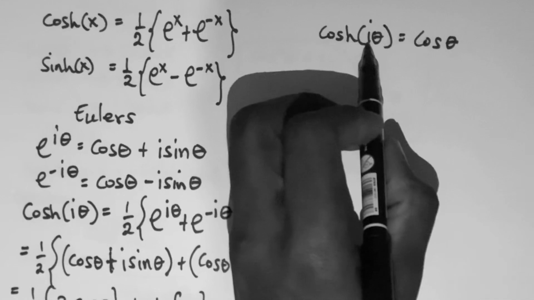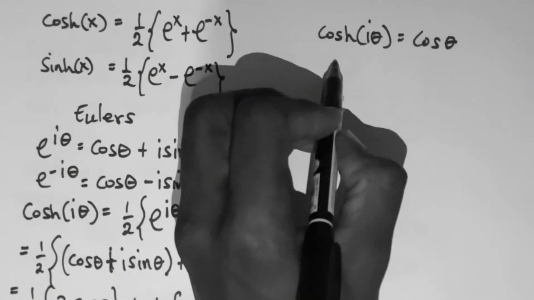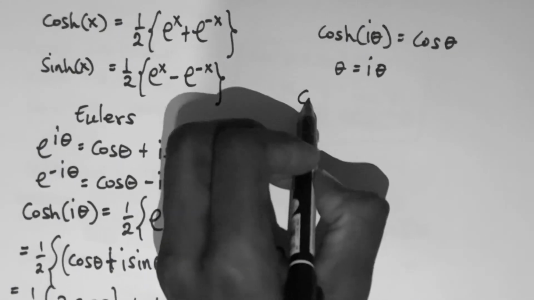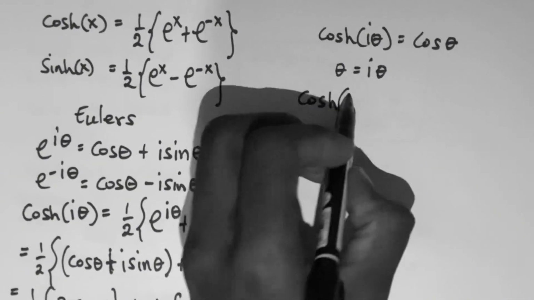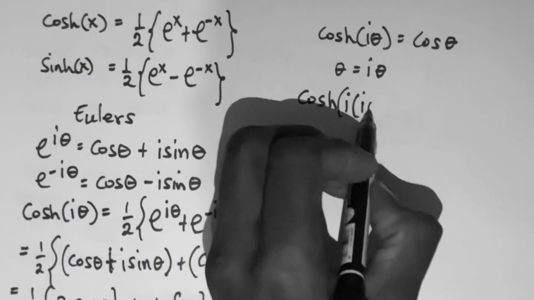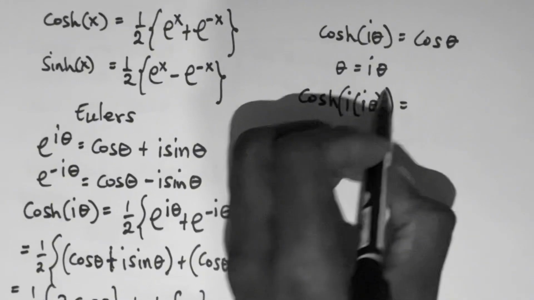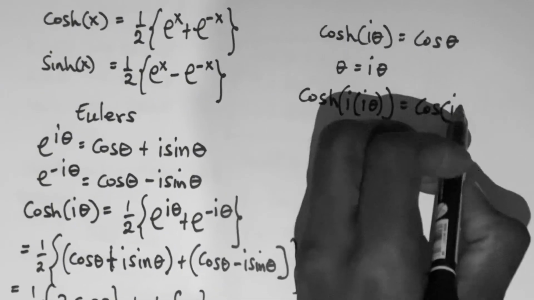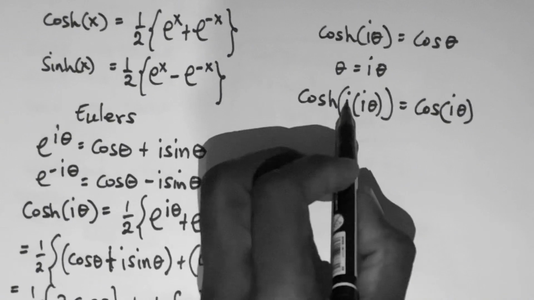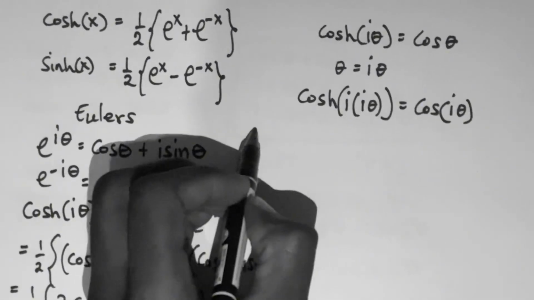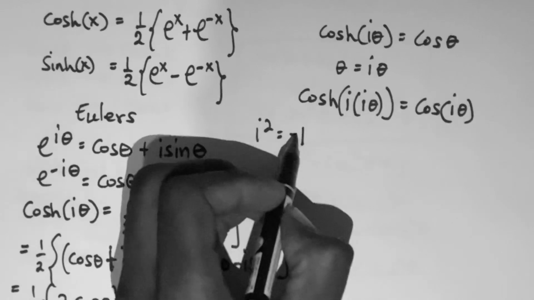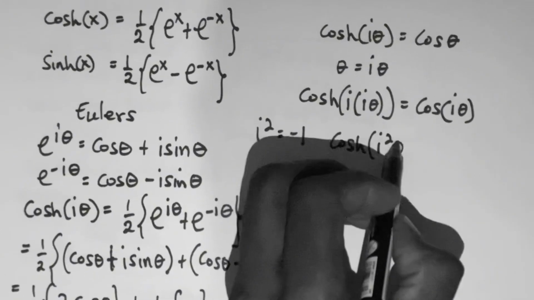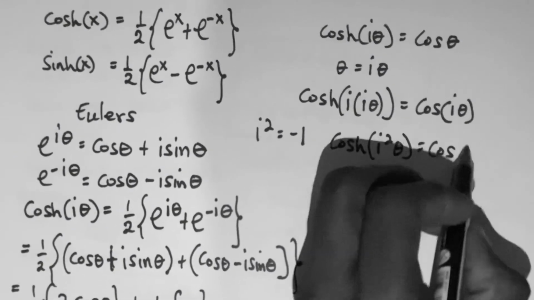Now, instead of doing cosh i theta, let's replace theta with another i theta. So this becomes cosh, now there's already i, we are replacing times i theta, and that is equal to cos theta. So this becomes cosh, then theta is now i theta, so cosh i times i theta. Now i times i is i squared, but remember that we've already said i squared is equal to -1 from complex numbers. So this becomes cosh of i squared theta equals cos i theta.